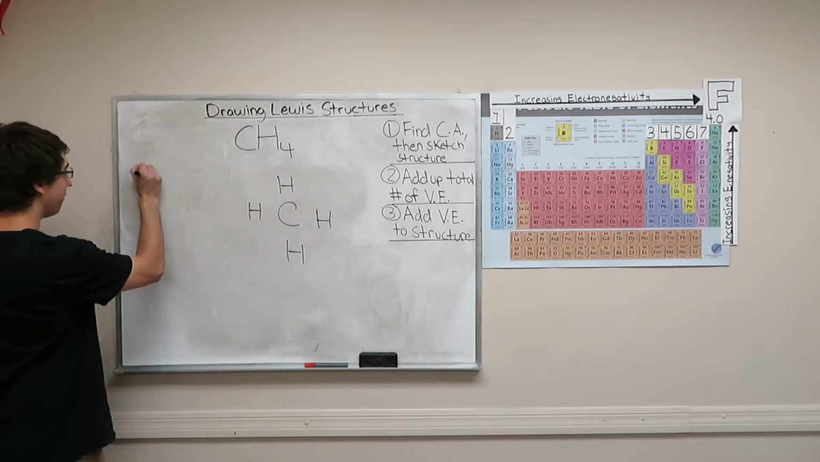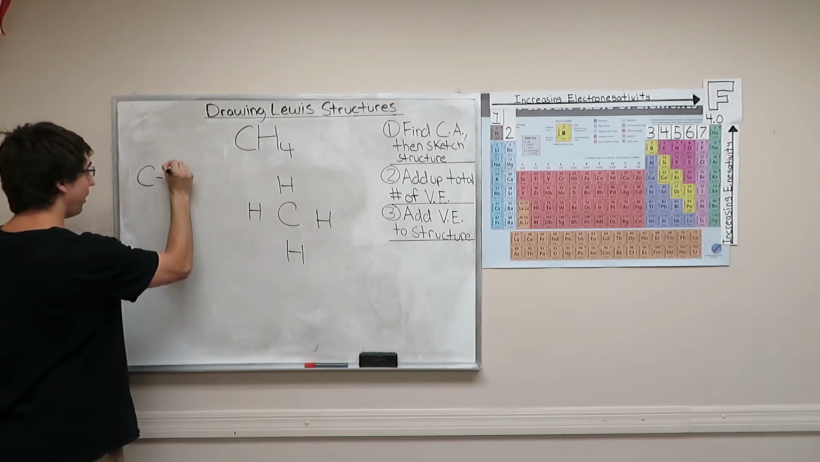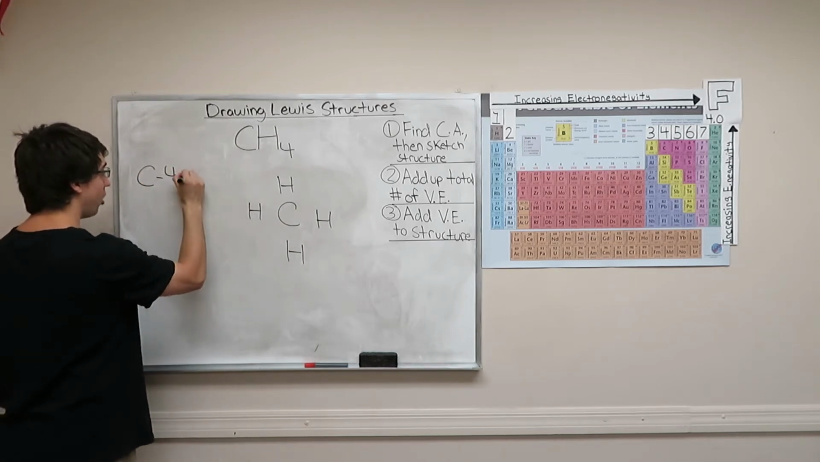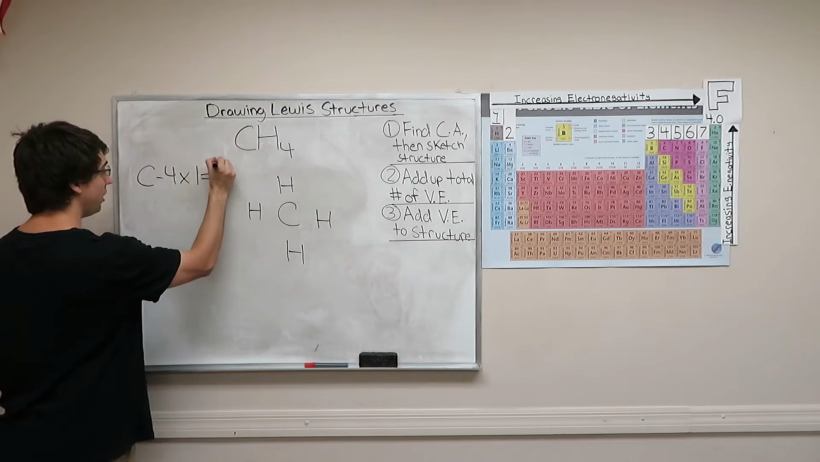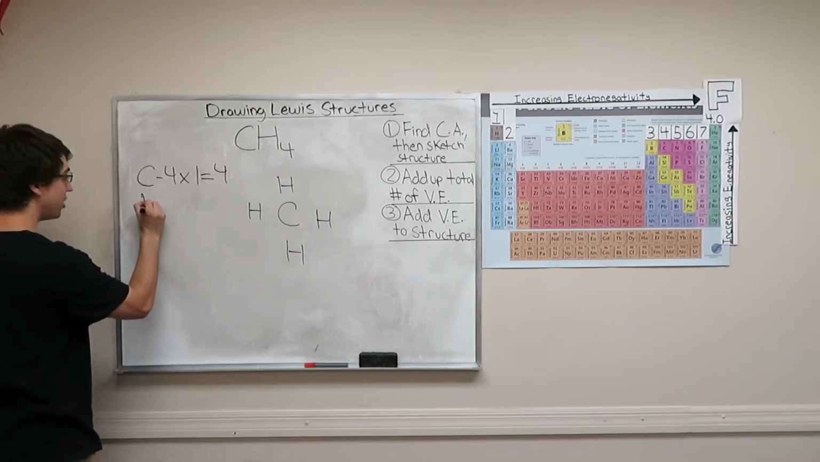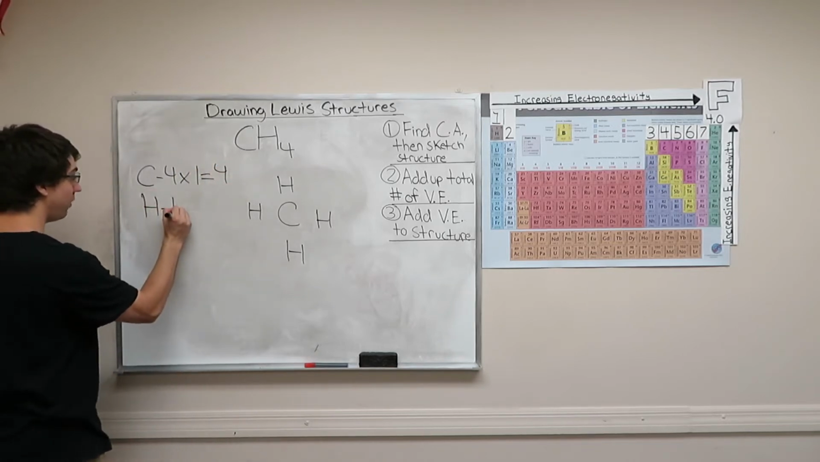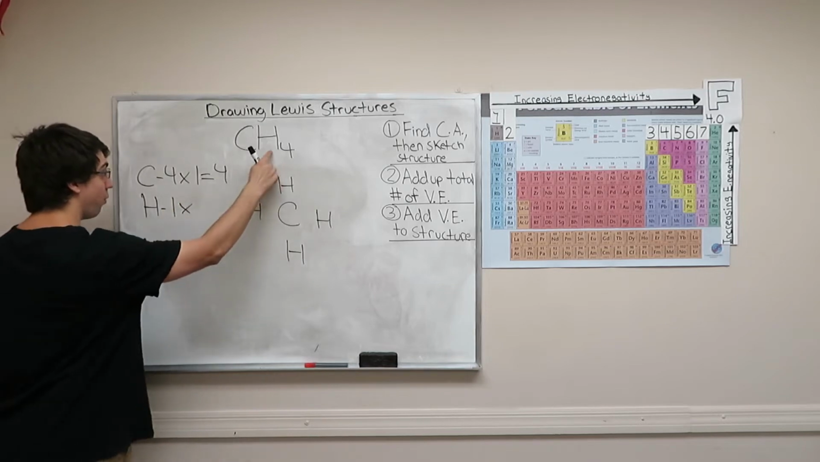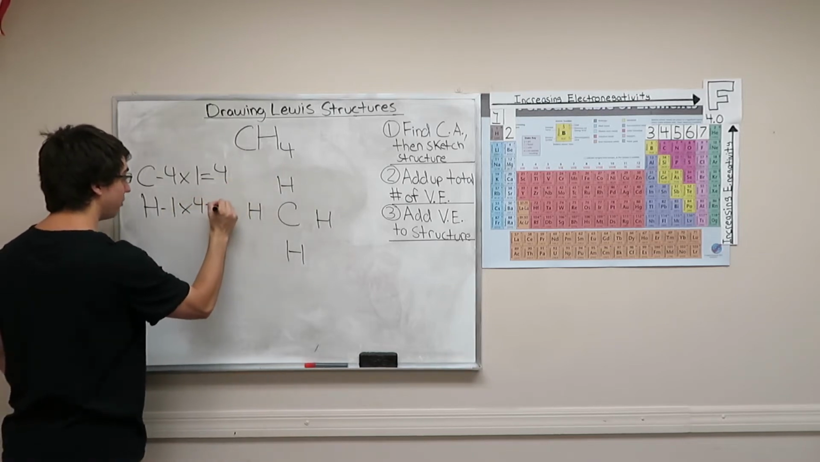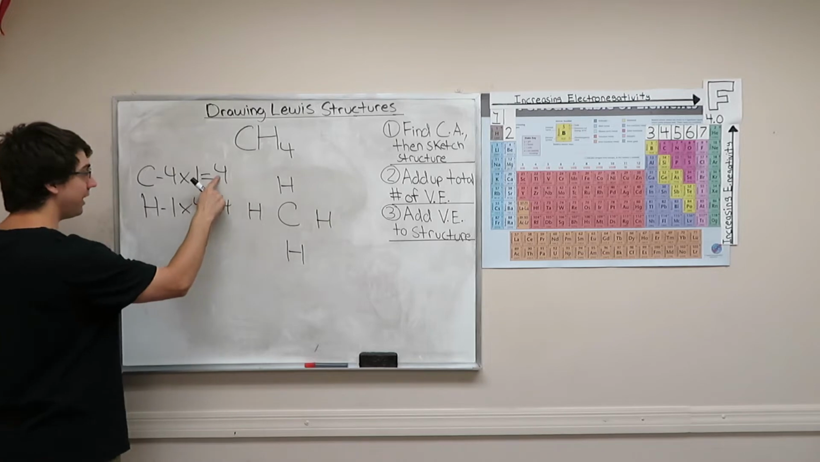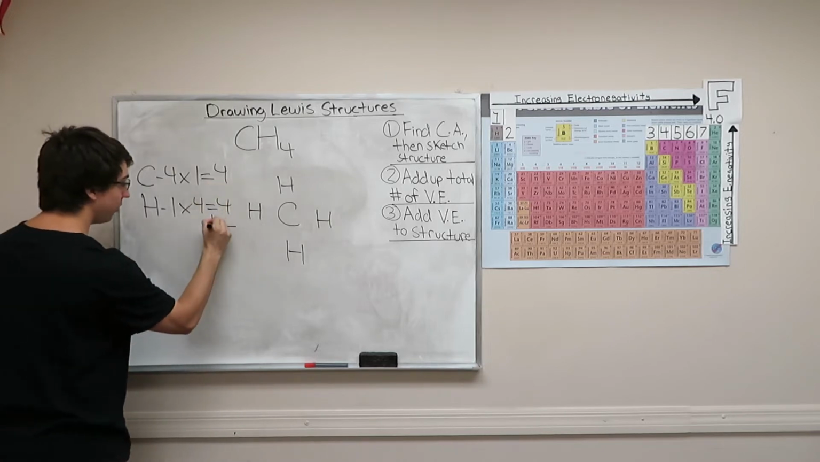So we have carbon. We know it has 4 valence electrons and we only have 1 carbon. So 4 times 1 equals 4. We have hydrogen. And we know hydrogen has 1 valence electron, and we have 4 hydrogens, and 1 times 4 equals 4. Now we need to add this total up. 4 plus 4 is 8.